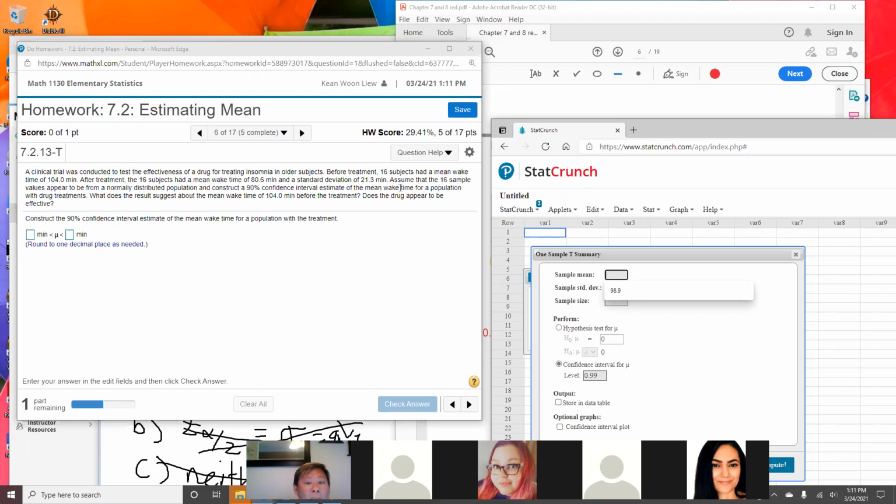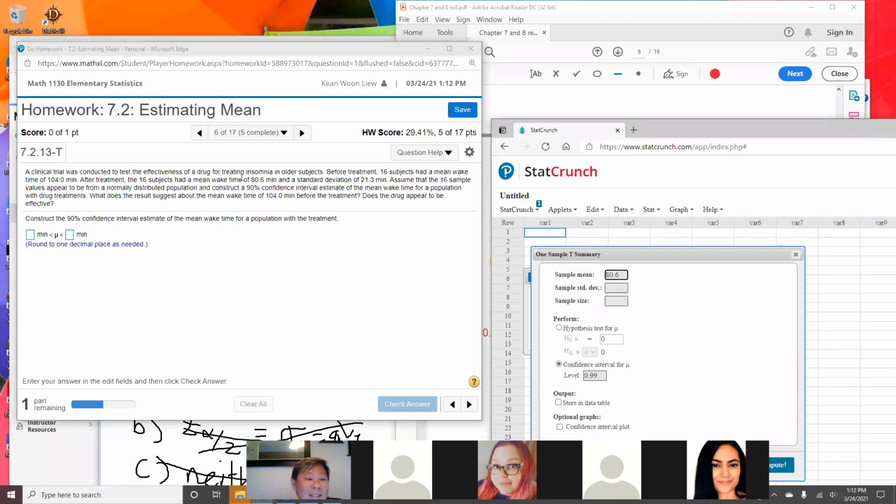The mean wake time for before treatment and after treatment is given. That's tricky. What is the treatment? I think they're asking for before with the treatment. With the treatment means after, right? So that means you don't look at that one. So again, tricky here. So read the question.